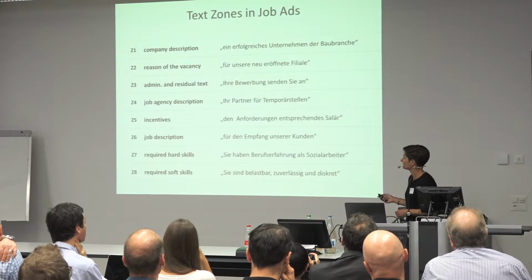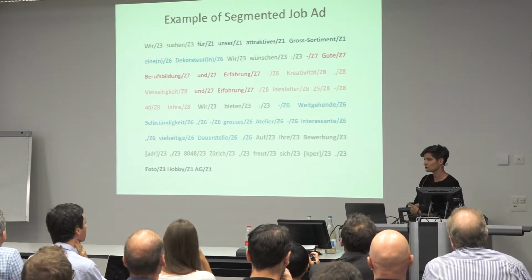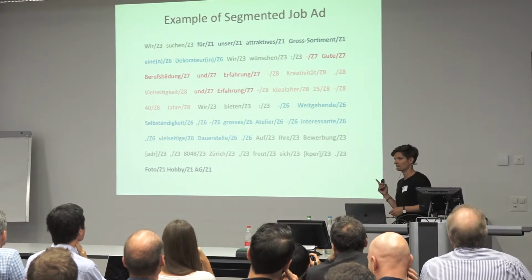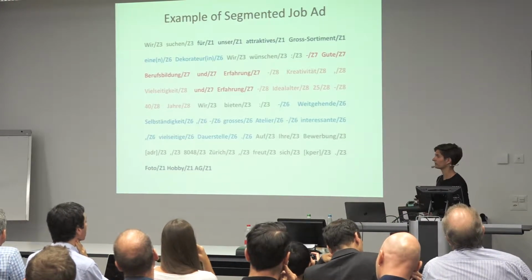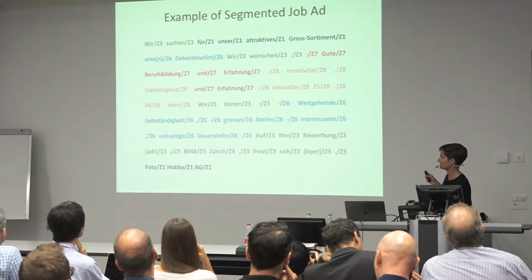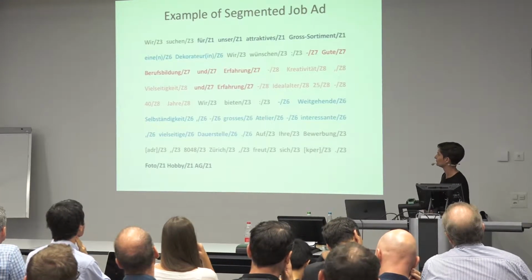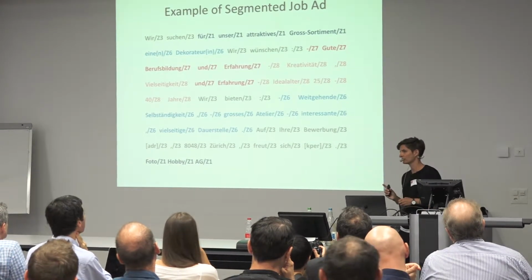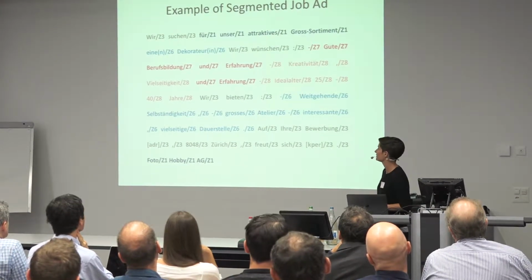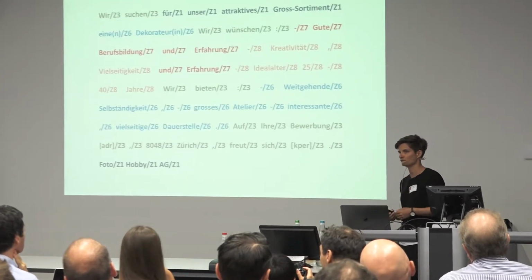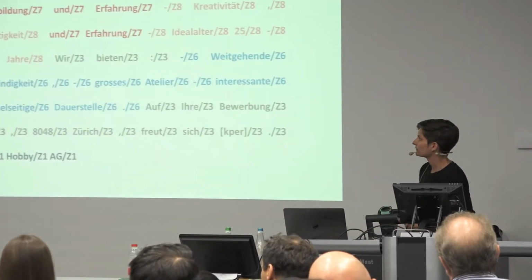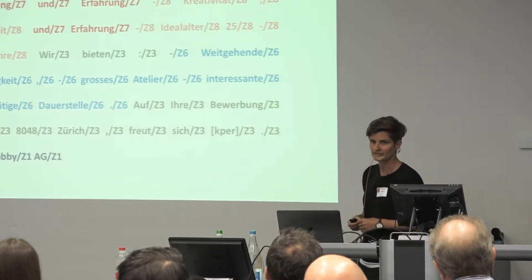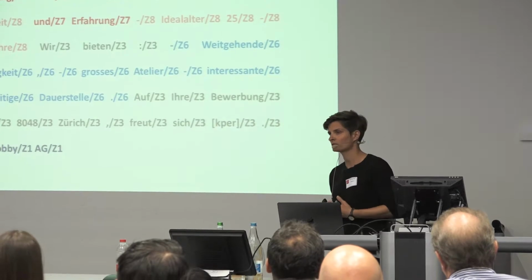So let's have a look at a zoned or segmented job ad. We segment on a token level. So here we can see each token with its corresponding zone tag. And the colors here are just for you to identify the new zones. So a zone can consist of a single token, but usually it contains longer parts like phrases, sentences, or sometimes whole paragraphs. And of course, not every job ad has information on all the zones, so most often there's no information about the reason of the vacancy.